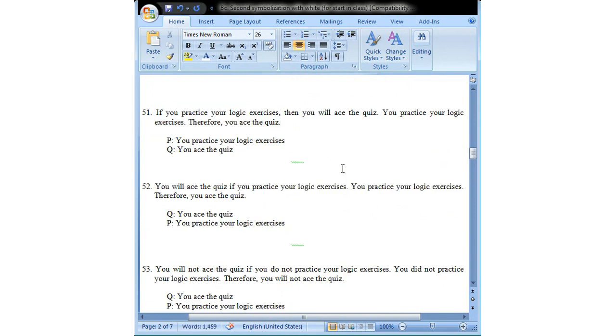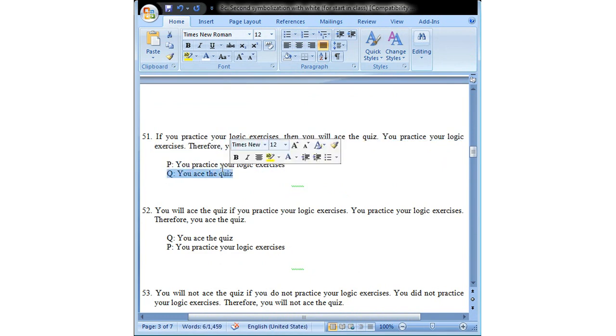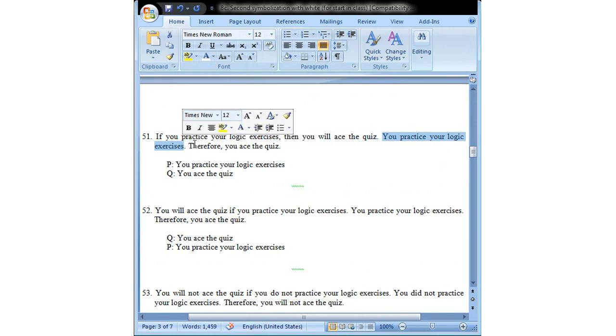All right, given that you now know this, go ahead and do question 51. Actual question from your work. P stands for you practice your logic exercises. Q stands for you ace the quiz. If you practice your logic exercises, then you will ace the quiz. You practice your logic exercises, therefore you ace the quiz. Use our slashes in the chat bar and model that for me. Symbolize that. Doing this one. If you practice your logic exercises, then you will ace the quiz.